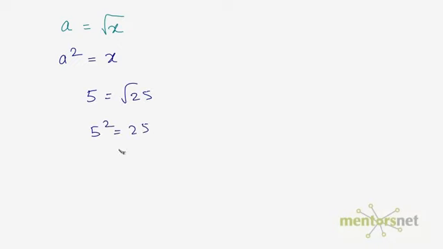And lastly, if you have a is equal to root of x, then you can always write a squared is equal to x. You can either take the square of both sides of the equals sign, or you can take the square root of both sides. So in this case, if I have 5 equals root 25, I can write 5 squared is equal to 25. Then of course 25 is equal to 25. So this is how you do square roots.